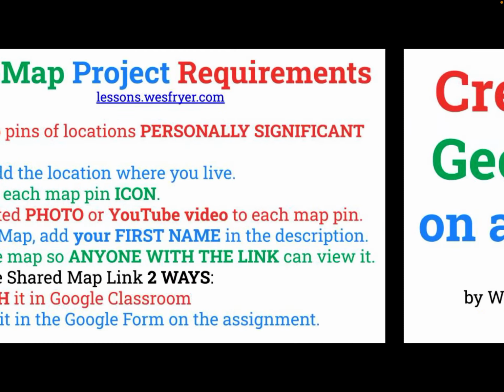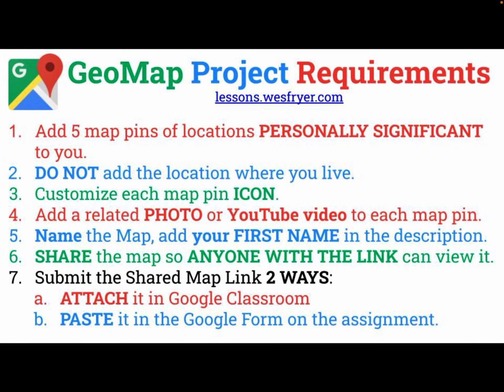So what we're going to do first is we're going to add map pins, and I want you to add 5 map pins that are personally significant. Now, number 2, please do not add the location where you live. I don't want your house or your apartment. We're going to share this on our portfolio website, so we don't want that personal and private information to be on there. But you can add other places that are personally significant, as long as they're not like the houses of friends or family or something like that.